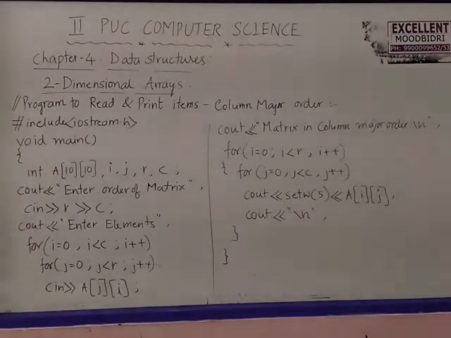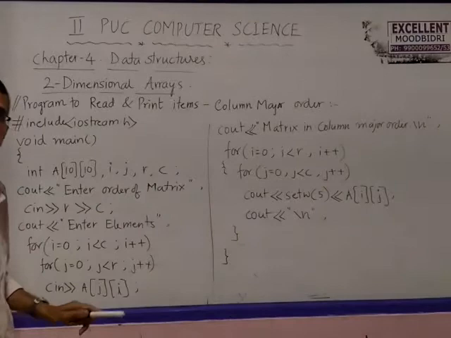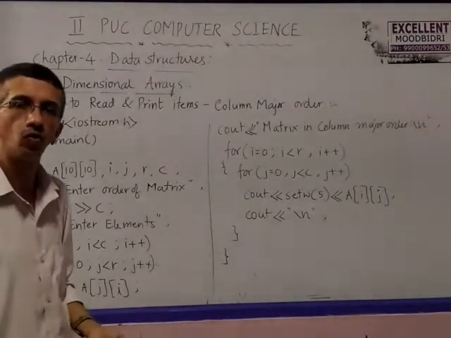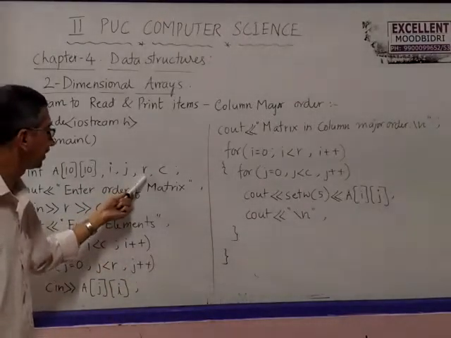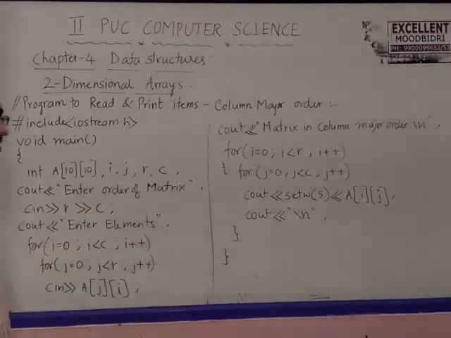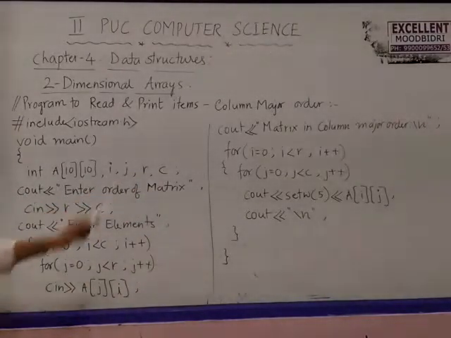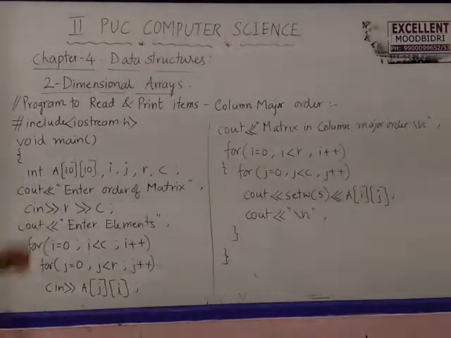#include <iostream.h>. void main, int a of 10 rows and 10 columns I have taken. I, J, R and C. R and C are the number of rows and the number of columns. You can also take row or column or any other symbol like M and N. I have taken R to represent the number of rows, C to represent the number of columns or column size. Then cout: enter the order of the matrix, the number of rows and number of columns, and cin into R and C.